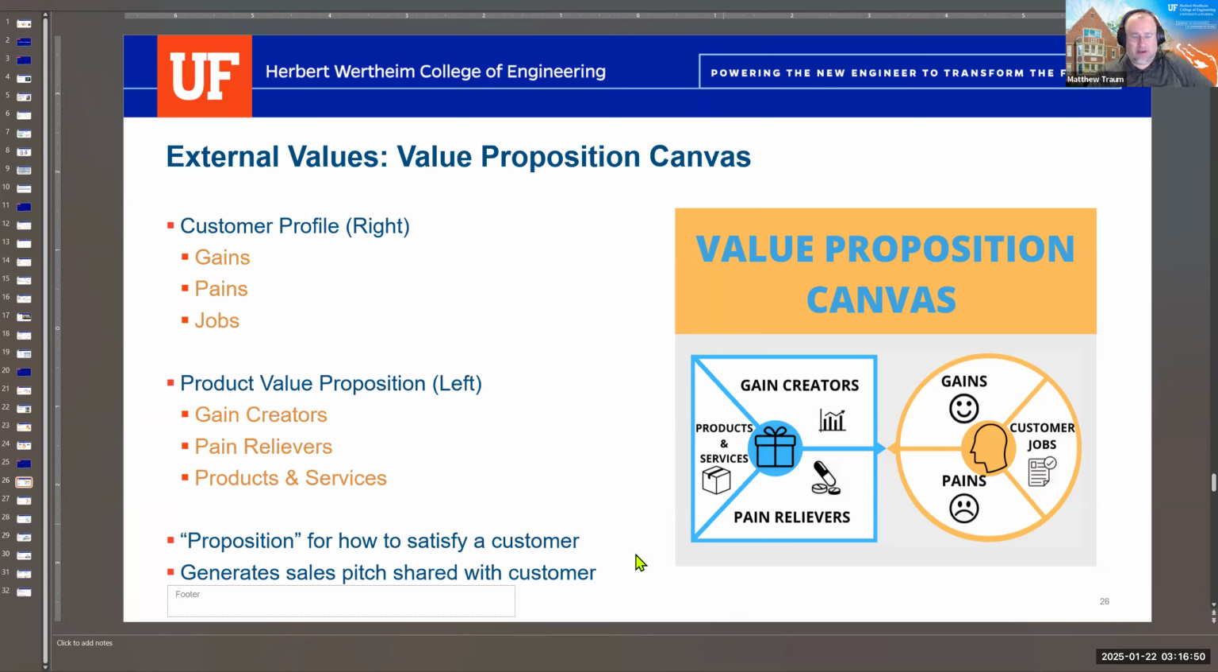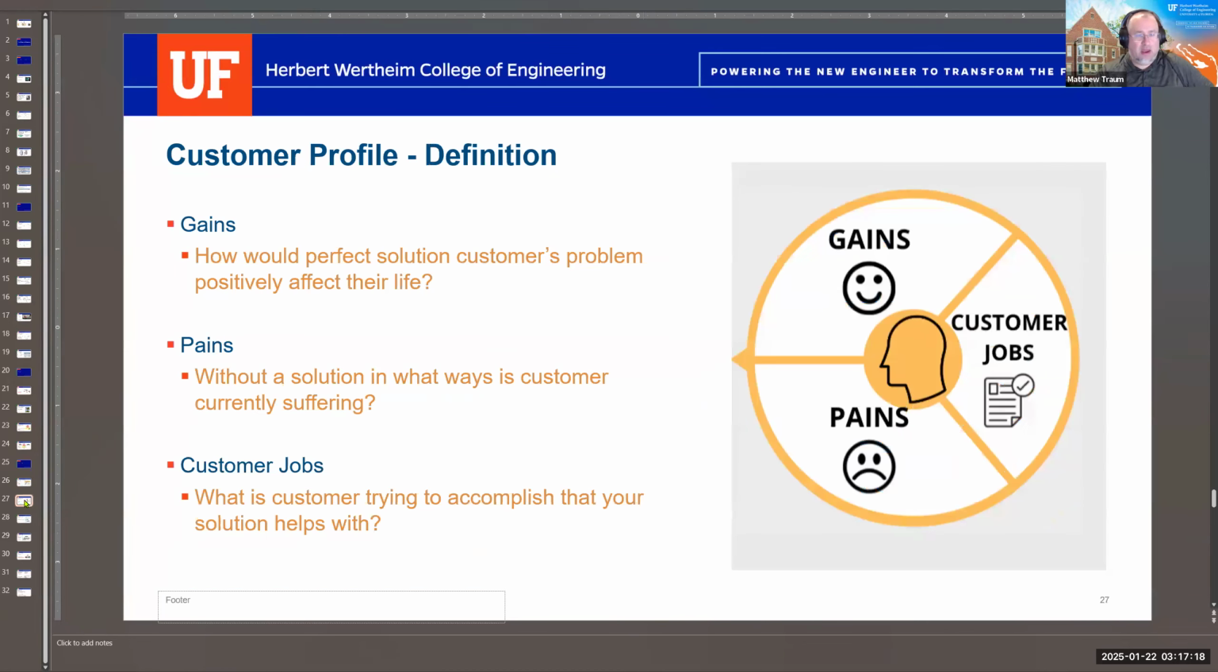And this is typically used to generate a sales pitch, which gets shared by the customer. In mechanical engineering design, groups will produce at the end of the semester a 90-second elevator pitch that essentially sells their product to a customer, user, client. And the way that you figure out what goes in that elevator pitch is to look back at your value proposition canvas. So that's how this activity informs a later step in the process.